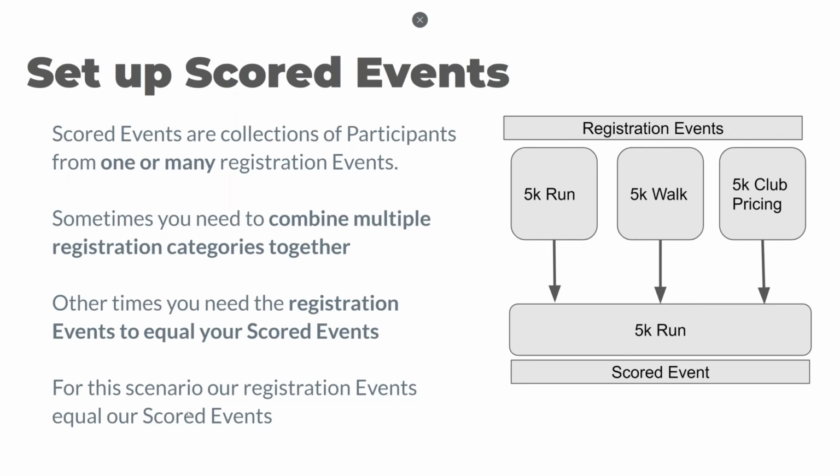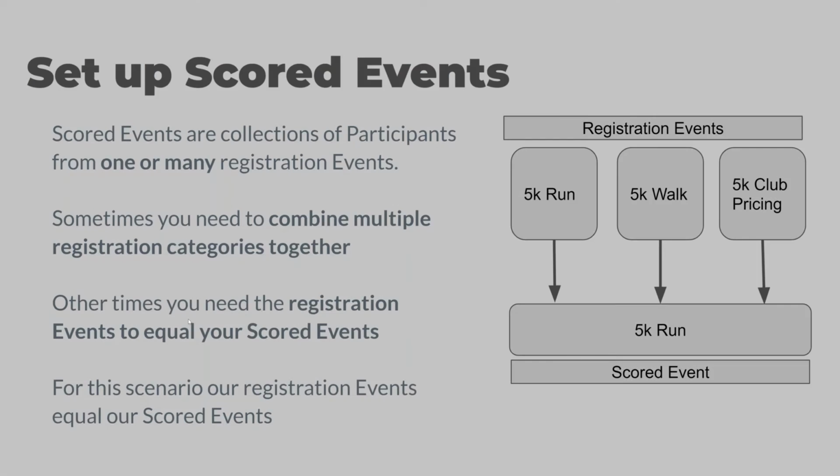So again, like we had discussed in the last session, scored events are collections of participants from one or many registration events. Sometimes we need to combine multiple registration events together. Other times we just need a single registration event and a single scored event. In this case, we just have a 5K registration event. We just have a 5K scored event. So it's very simple and straightforward.